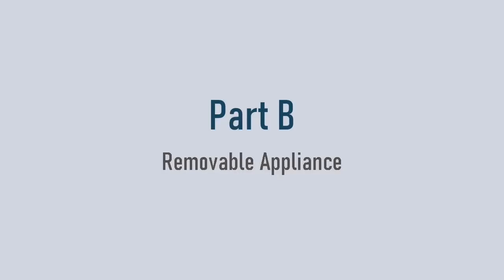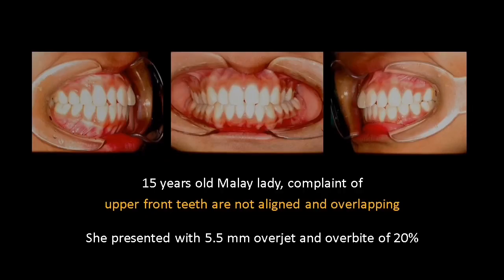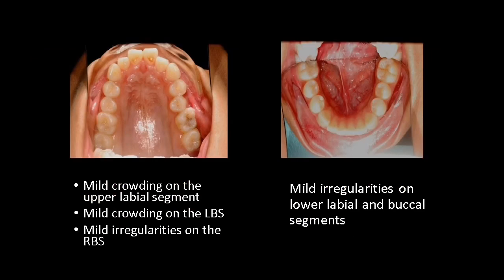For part B, the case given to me is a 15 years old Malay lady who complained of upper front teeth that are not aligned and overlapping. She presented with 5.5 mm overjet, which is increased, and overbite of 20%, which is reduced. These are the intraoral features of the patient.